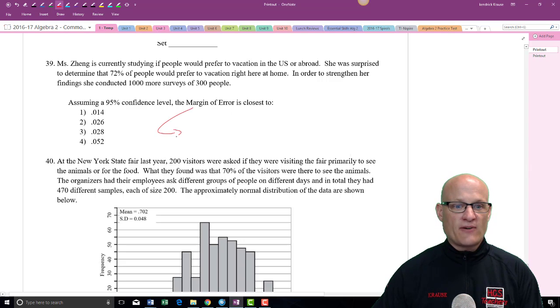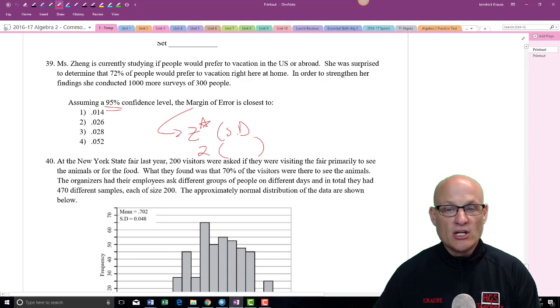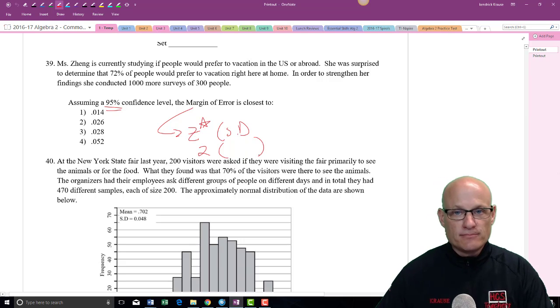Margin of error is defined as z star times standard deviation. Well, z star for 95% is 2. So we've got to just multiply by the standard deviation. So let's go find the standard deviation of the problem.